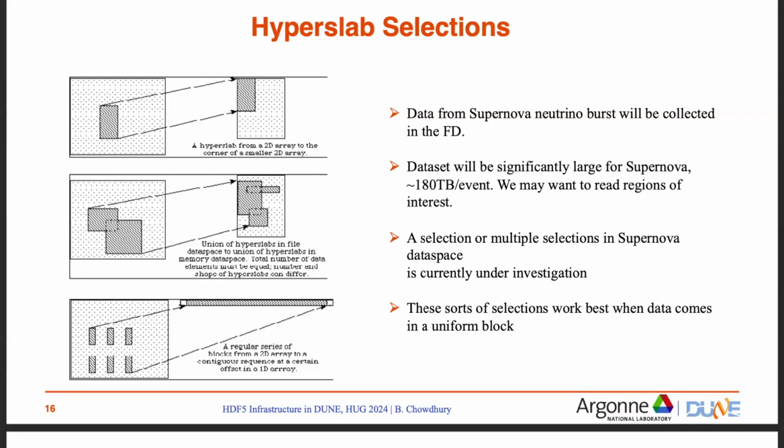So this is where we really need the hyperslab selection. So a selection and multiple selections in Supernova data space is currently under investigation. And we all know that those sort of selections work best when data comes in uniform blocks. So we are also thinking about how to collect data, or how to write data in DAQ, for Supernova.